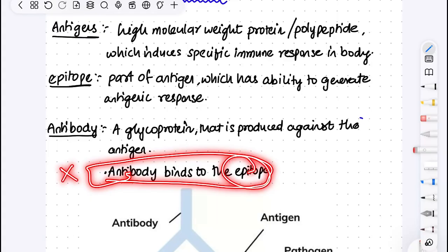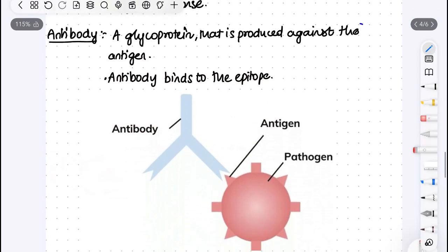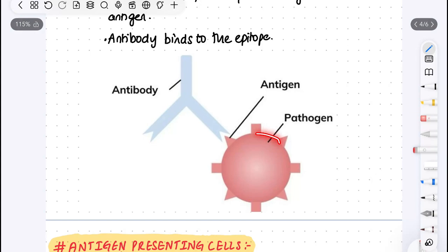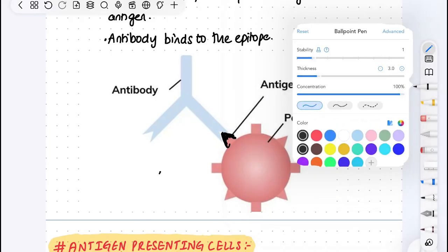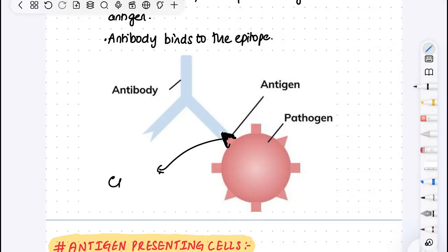This is the main point here. Antibody, it binds to the epitope. See, we have a certain pathogen, and this pathogen has antigens, and this antigen has something called an epitope. So epitope is the place where antibody comes and binds. See, this antibody binds to the epitope of the antigen which is present on the pathogen. I hope you are clear.